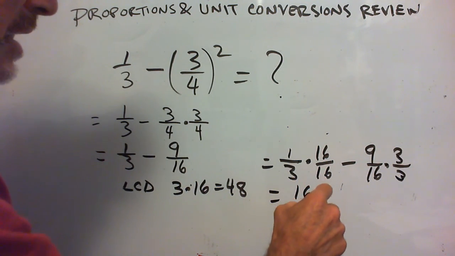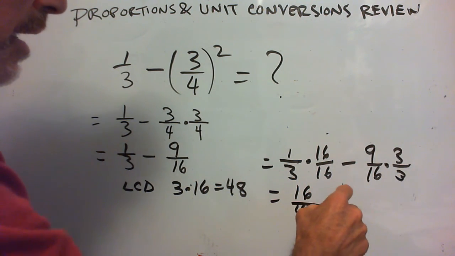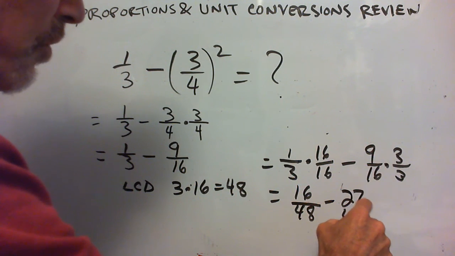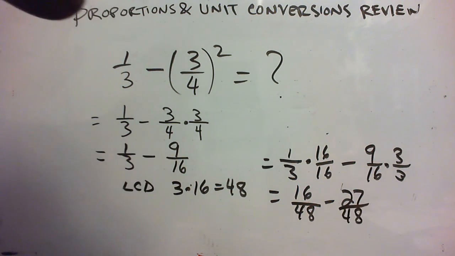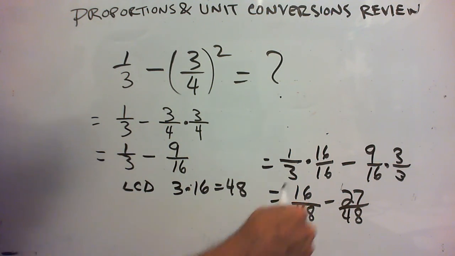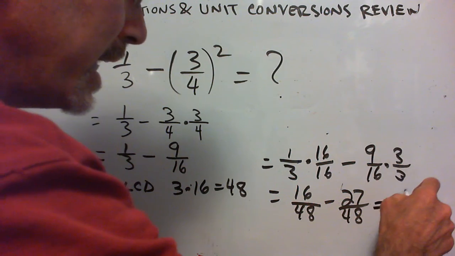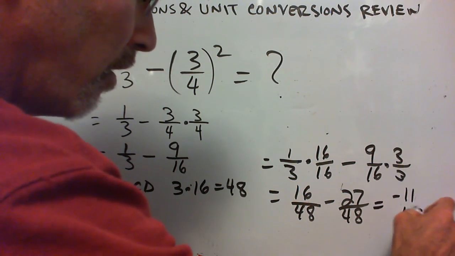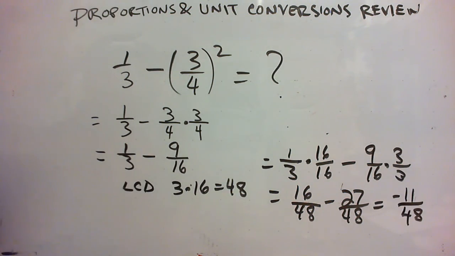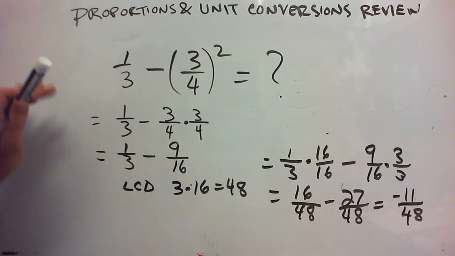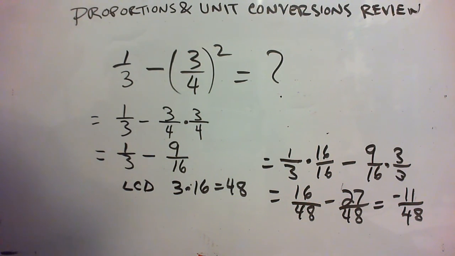So we get 16 48ths minus 27 48ths, and we can then combine those. 16 minus 27 is negative 11 48ths. So hopefully you're keeping these fraction skills, and we'll just keep reviewing those throughout the course.